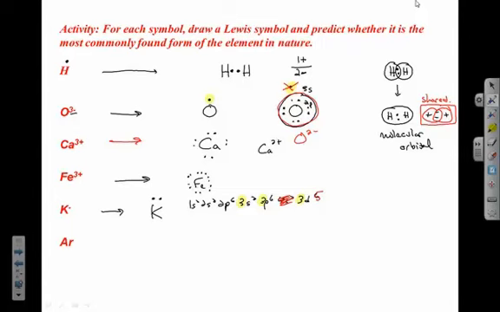And then the argon is in group 8A. It's neutral. We don't have to adjust its number of electrons. So being a group 8A element, I would just put 8 valence electrons around it and give it 8 dots. That is how argon is found in nature.